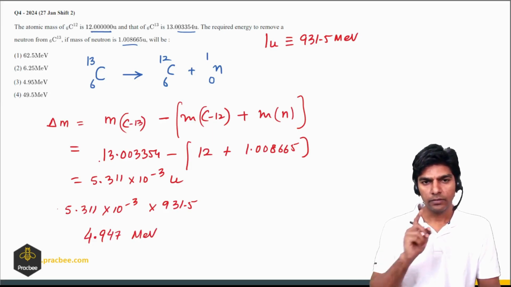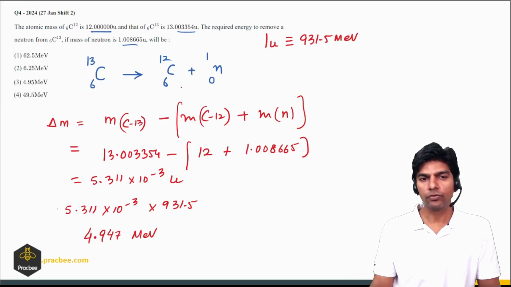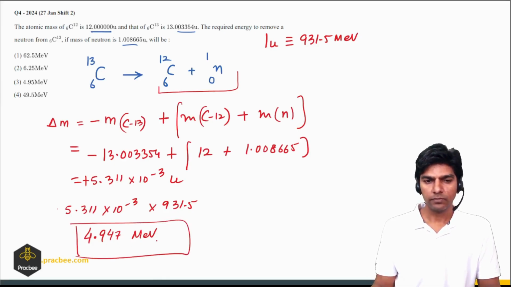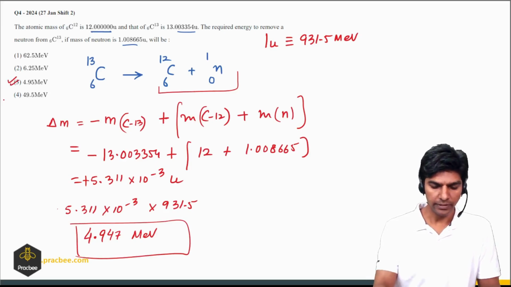right? And just remember one thing, since we are supplying energy to remove the neutron, in this case the mass of the product will be more than the mass of the reactant. So here it should be plus, here should be minus, right? This should be plus and this should be minus. So you will get a positive answer. So that much amount of energy is being required. So 4.947 mega electron volts. So if we compare our answer, option 3 is the right answer.